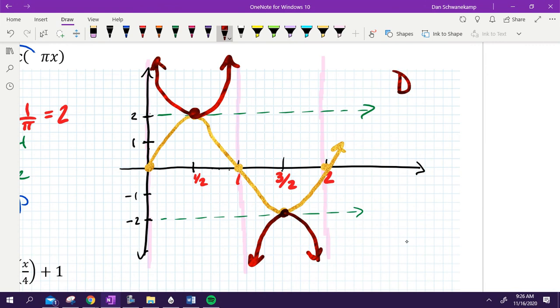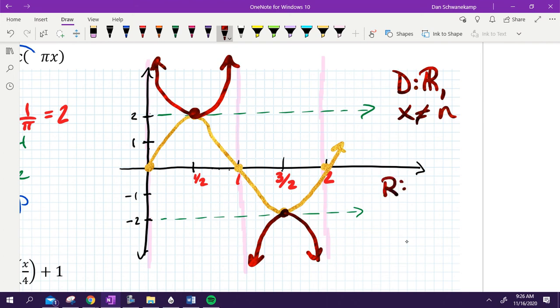Domain. All real numbers. X cannot be what here? X just can't be n. It can't be 0. It can't be 1. It can't be 2. That's where I have the asymptote lines. So just all real numbers except for n. My graph is everywhere else except for 0, 1, 2, 3, 4, 5, 6, 7, 8, and so on. Okay, it's weird. You'll get better at it as we go.